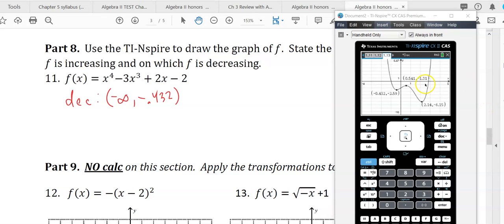And then for a short segment there, from that point to that point, it looks like it's increasing. So I'm going to label that by its x values, by its domain. So it starts at negative 0.432 to 0.541.